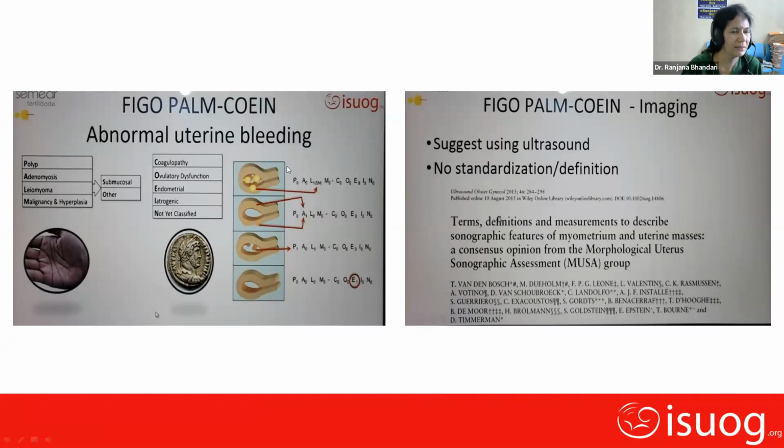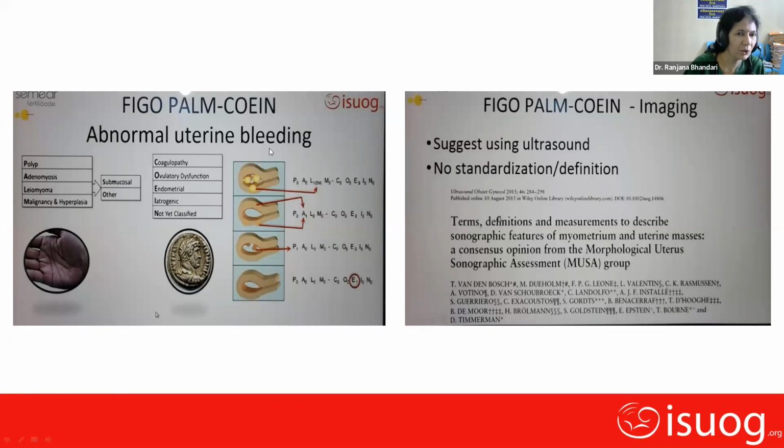Now, I have to tell something about the FIGO PALM-COEIN method also. FIGO, as you know, is the International Federation of Gynecology and Obstetrics, and they have derived this PALM-COEIN method. It has been written by Munro. It's not shown in this. So the PALM-COEIN method is about abnormal uterine bleeding.